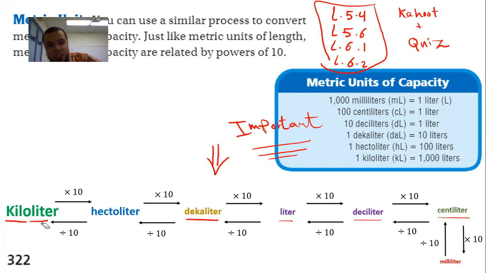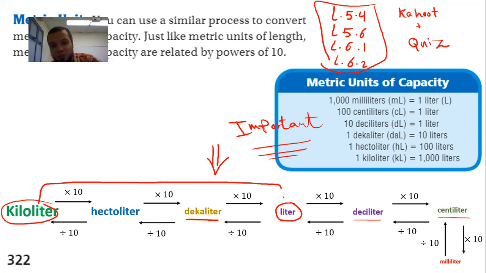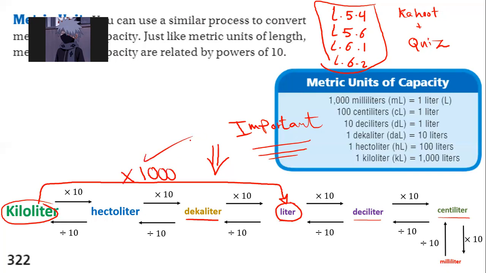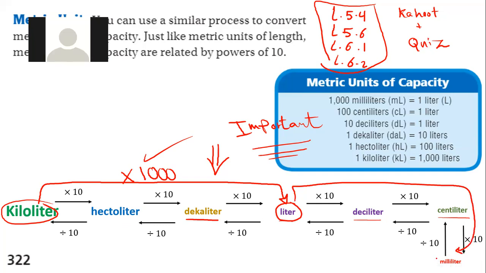Okay, so please focus. When you convert from kiloliter, for example, to liter, what should I do? From big to small, multiply. Multiply by 1,000. So you know the rule right now. This is the important one for me and for you. When you convert from liter, for example, to milli, multiply by 1,000. Here 10, 10, and here 10, so I'm going to multiply by 1,000.